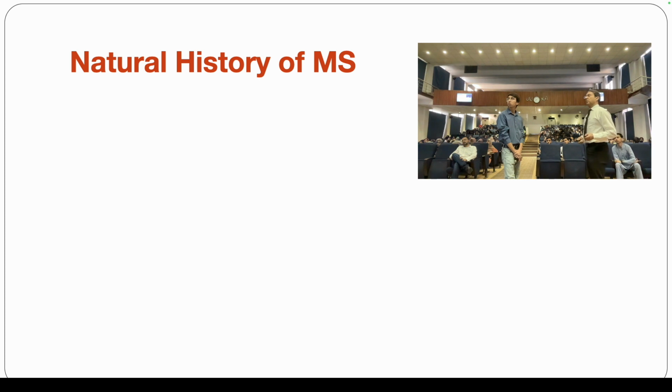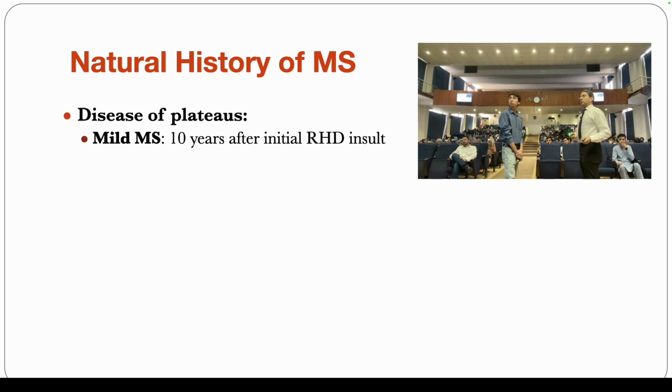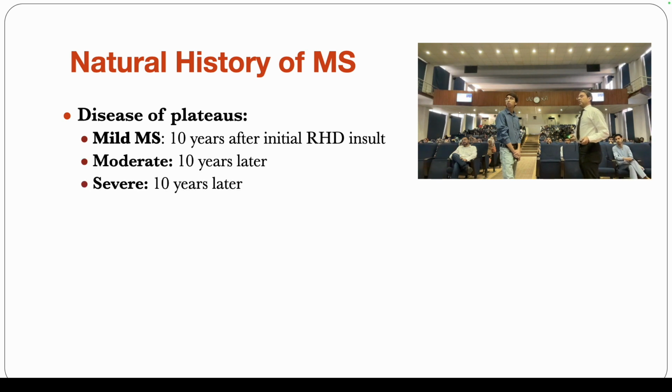Now, what's the natural history of MS? It's a disease of plateaus. The patient has a stage in which the patient is asymptomatic, then there's moderate disease, more symptomatic, and then more severe disease with more complications. So it's a disease of plateaus. Mild MS appears 10 years after the initial rheumatic insult, moderate disease a further 10 years later, and severe disease a further 10 years after that.